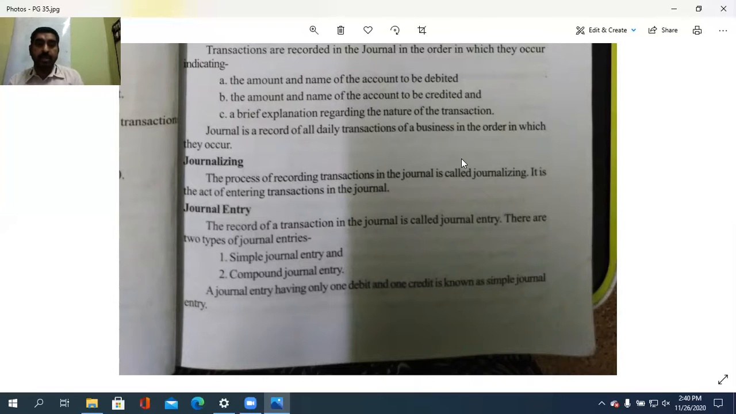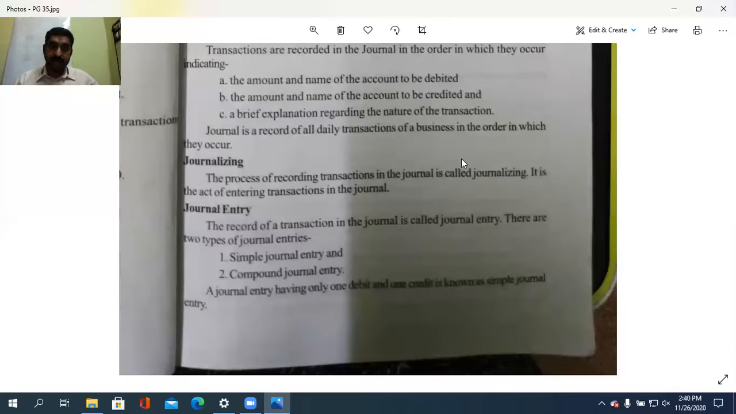What is journalizing? The process of recording the transactions in the journal is called journalizing. That is, the process of recording the transaction in the book called journal, that process is journalizing. It means the act of entering the transactions in the journal. What is a journal entry? The transaction that is recorded in the journal is called the journal entry. So the record of a transaction in the journal is called the journal entry.